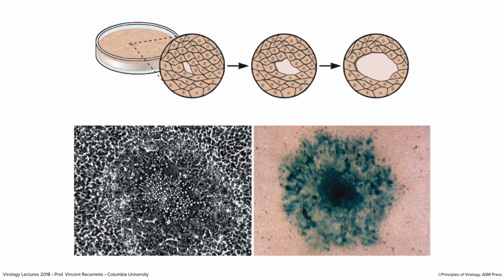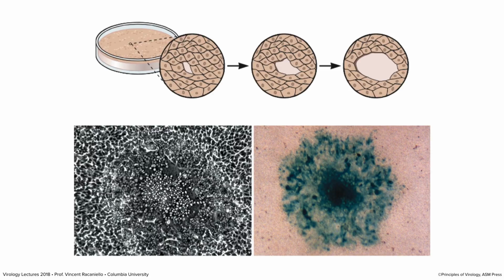Here on the bottom are two close-up micrographs of plaques. On the left is a plaque caused by a herpes virus, and you can see the surrounding monolayer, and then right in the middle, the cells have detached and rounded up. And if you take the overlay off and stain this monolayer, you'll get a clearing right there where all those cells are washed away. On the right is the same virus, but this time we've put a gene in it that makes a blue dye.